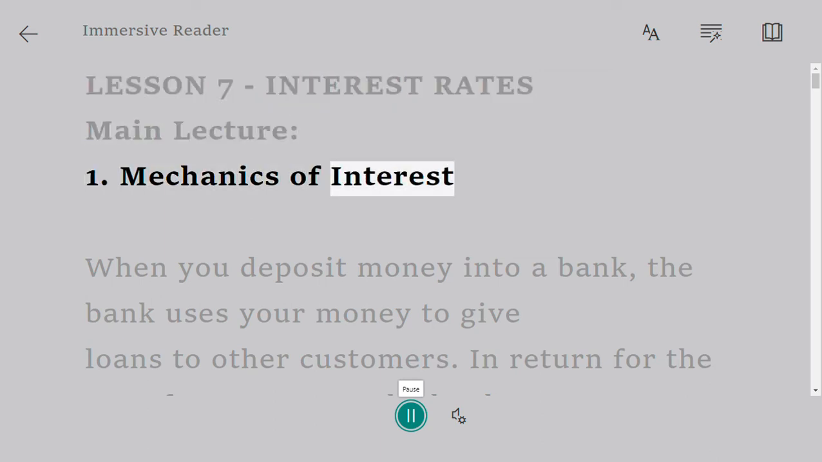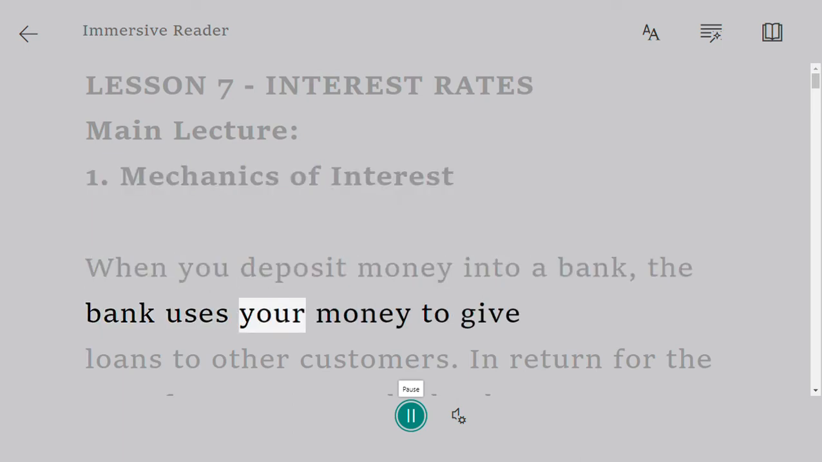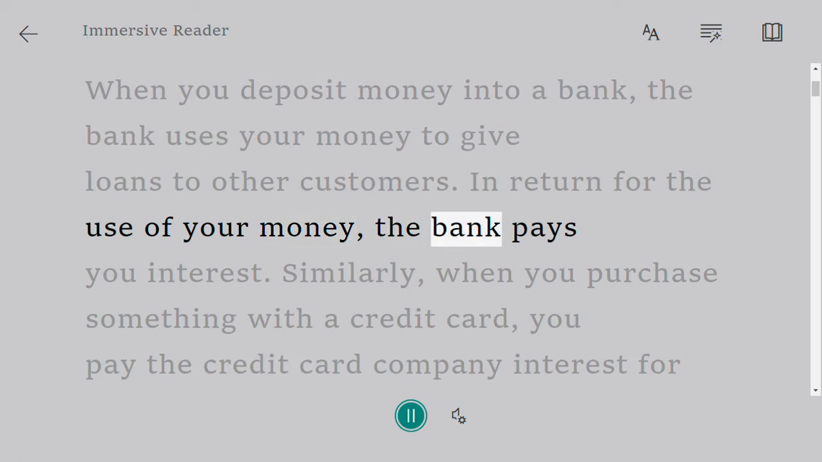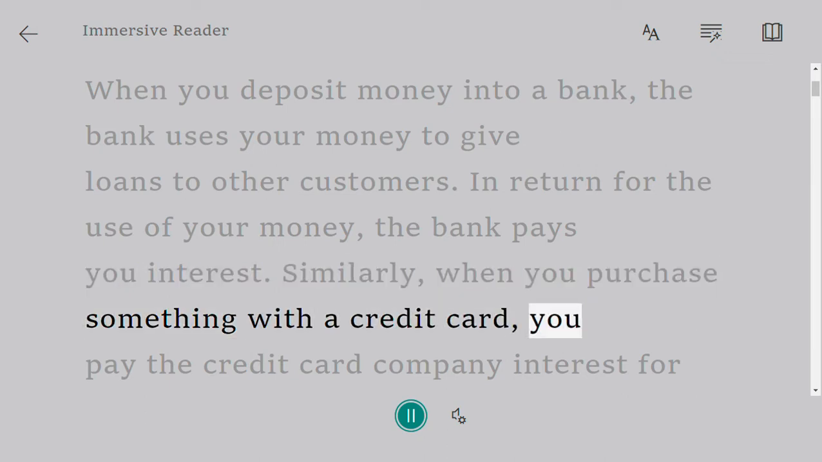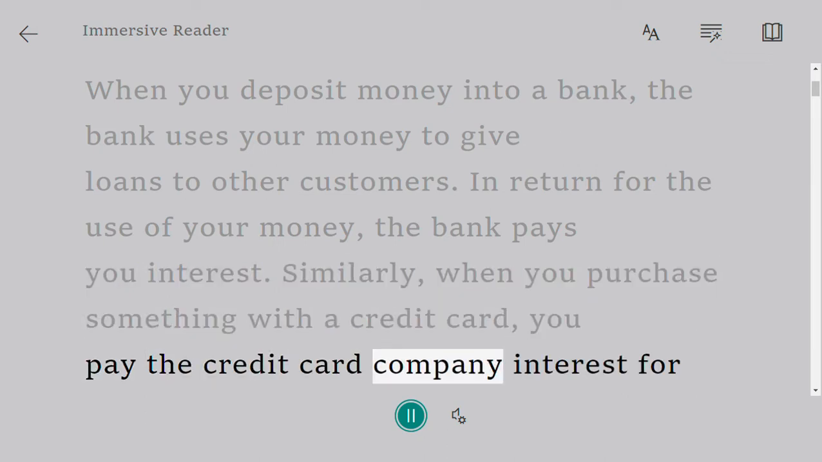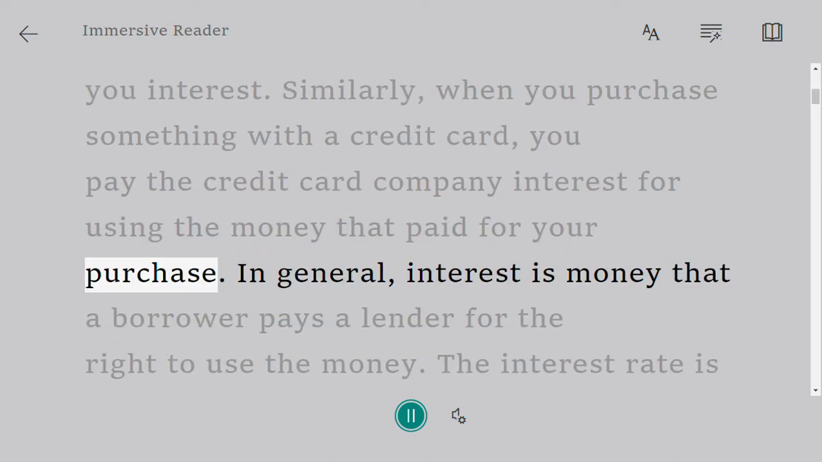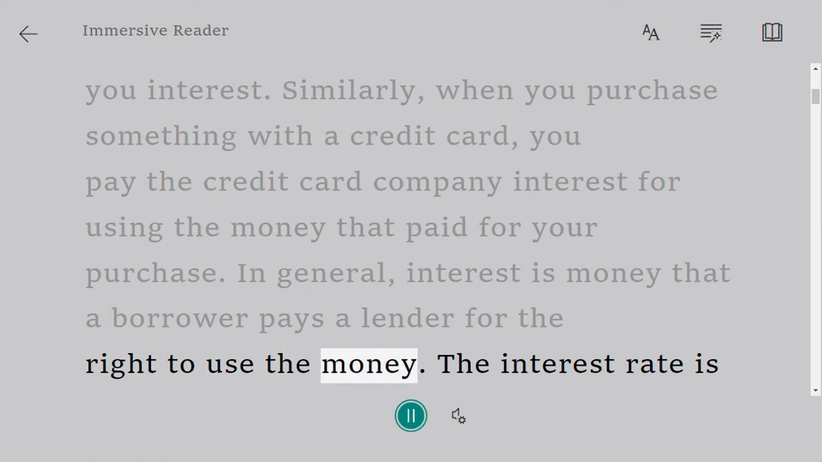1. Mechanics of interest. When you deposit money into a bank, the bank uses your money to give loans to other customers. In return for the use of your money, the bank pays you interest. Similarly, when you purchase something with a credit card, you pay the credit card company interest for using the money that paid for your purchase. In general, interest is money that a borrower pays a lender for the right to use the money.